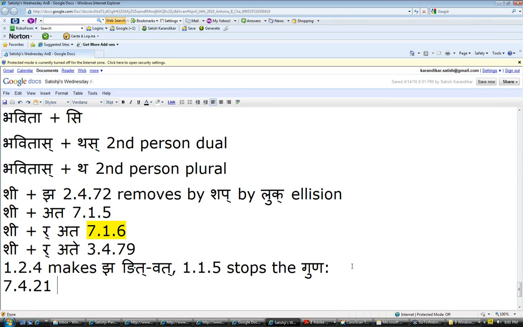It calls for the guna of she. So this is the one I wanted to point out. And I just saw the dhatu shing and I went on a sidetrack. But these are important rules because you'll get the form sherate.